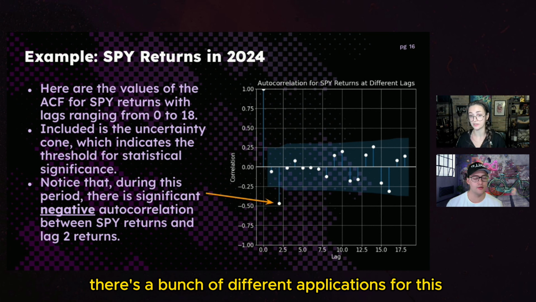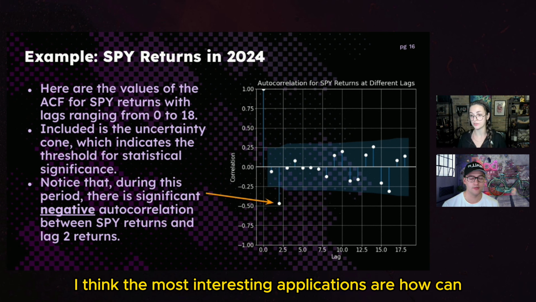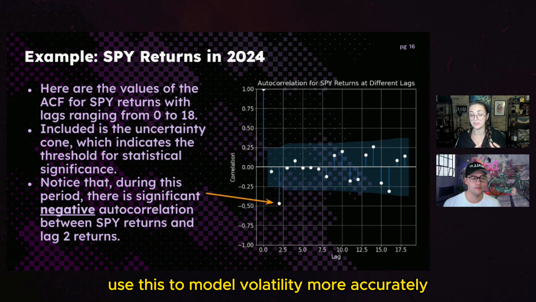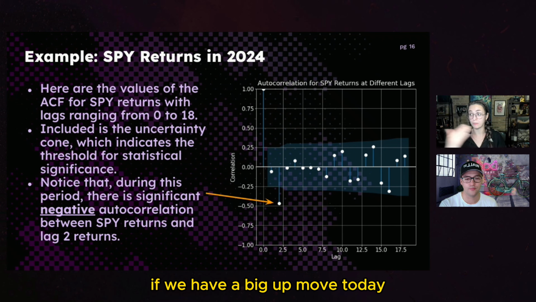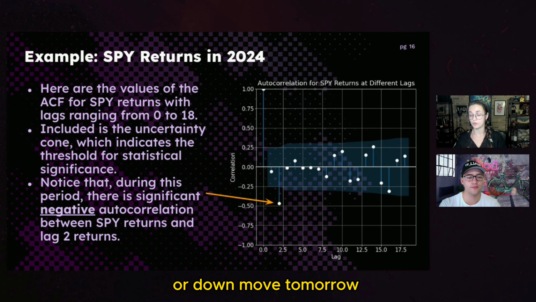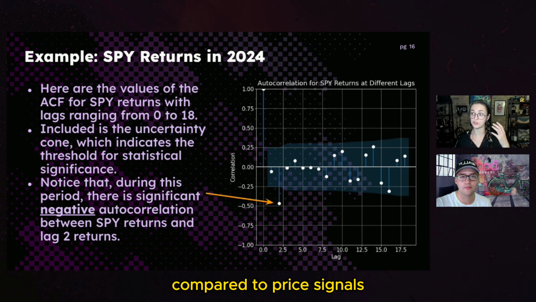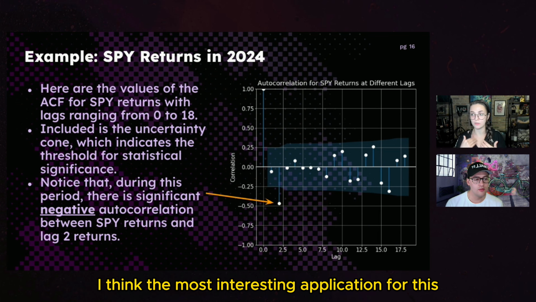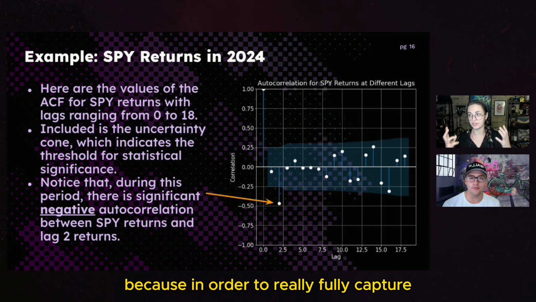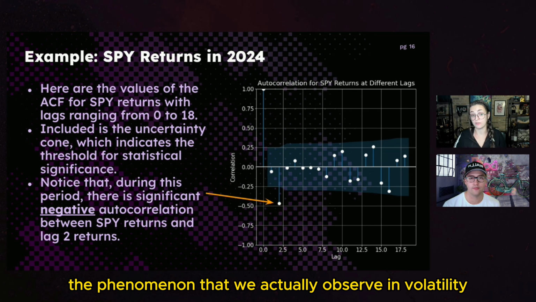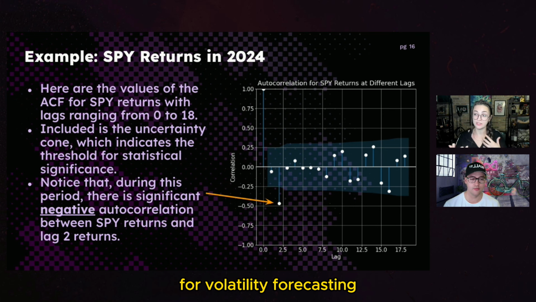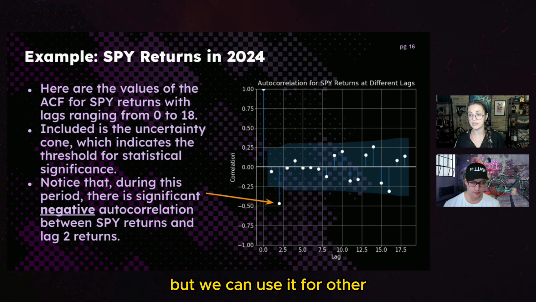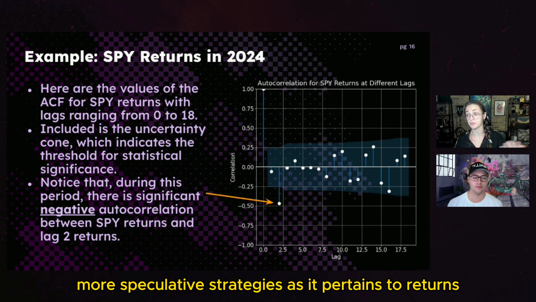There's a bunch of different applications for this. Personally, I think the most interesting application is how can we use this to model volatility more accurately? Because we see volatility clustering all the time. If we have a big up move today, we might see a very big up move or down move tomorrow. We see this autocorrelation in volatility signals much more often compared to price signals. In order to really fully capture the phenomenon that we actually observe in volatility, you need to be able to account for this element of autocorrelation in the signal itself. So volatility forecasting is probably where this would be the most relevant, but we can use it for other more speculative strategies as it pertains to returns if we want to.